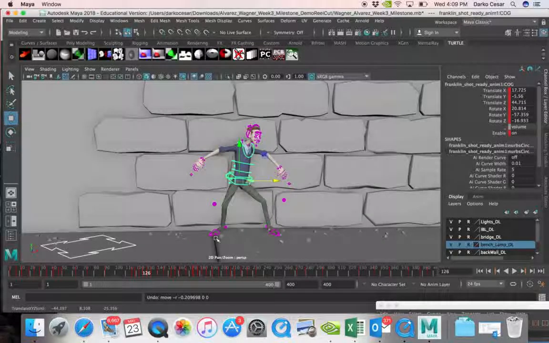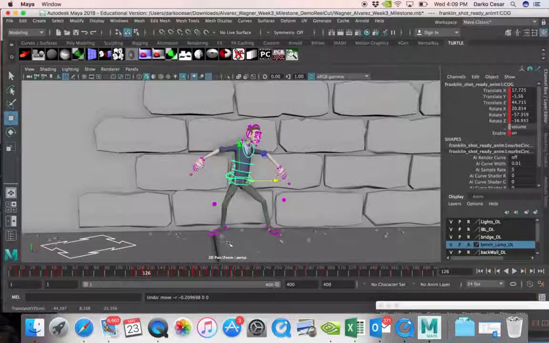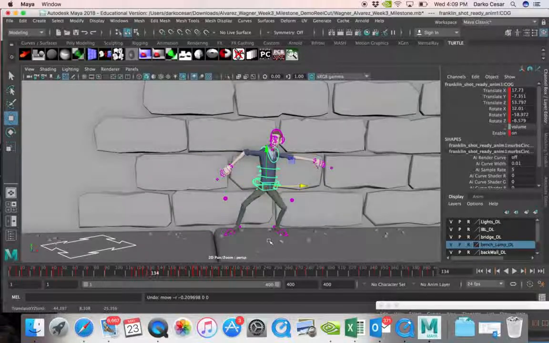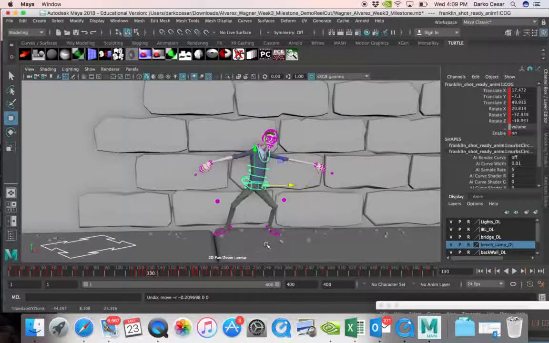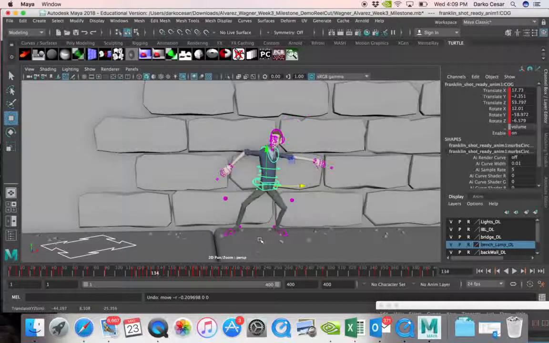Why are his legs, in this case his right leg, his foot, sliding? Again, both feet are sliding. Again, feet are sliding. Is he on ice? Is he ice skating? Look at that.